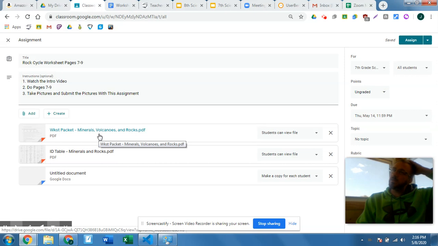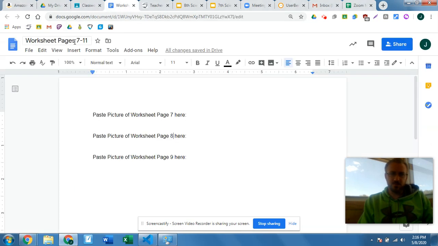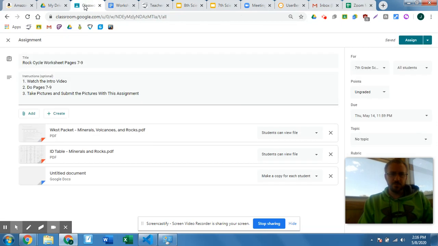If you don't remember what pages 7 to 9 are because you don't have the worksheet packets, the one I printed off, it might not be numbered. I don't remember if I gave you a numbered version or not when I scanned it. You can just take a look at the PDF here in a minute. And the one that says Untitled Doc should say worksheet pages 7 through 11 once I post this and it updates. But that's where you're going to take a screenshot.